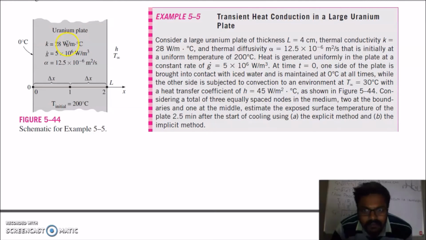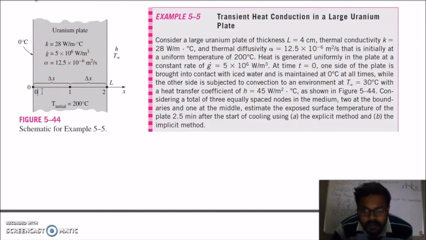Transient heat conduction in a large uranium plate. Consider a large uranium plate of thickness 4 cm. Thermal conductivity is 28 watt per meter degree Celsius, and alpha, the thermal diffusivity, is equal to 12.5 × 10⁻⁶ meter square per second. The plate is initially at a uniform temperature of 200 degrees Celsius. Heat is generated uniformly in the plate at a constant rate of G equal to 5 × 10⁶ watt per meter cube at time t equal to 0.